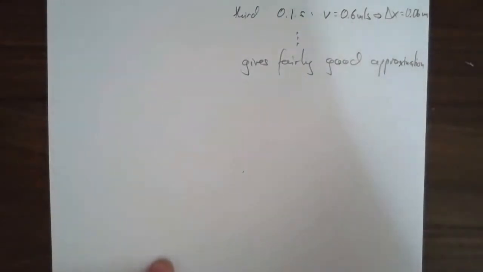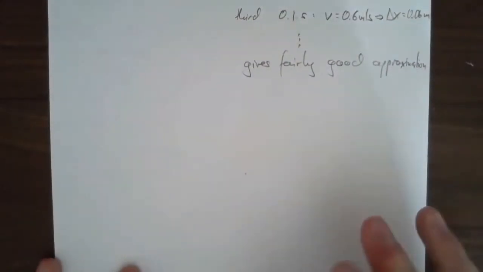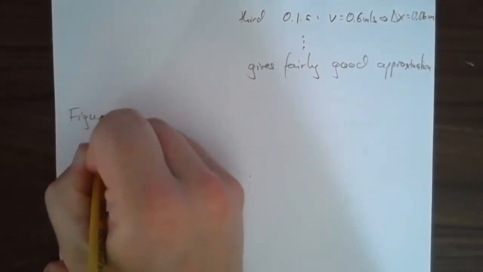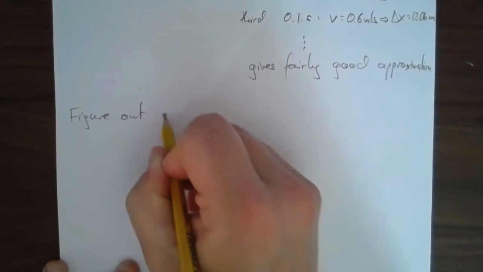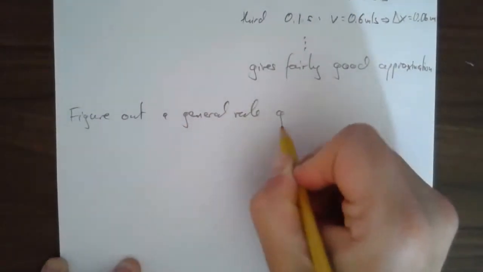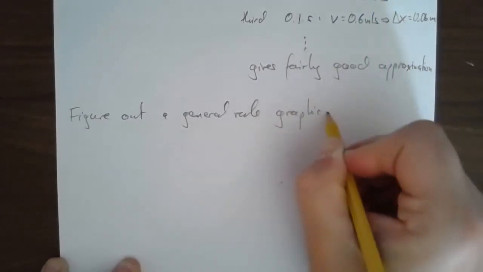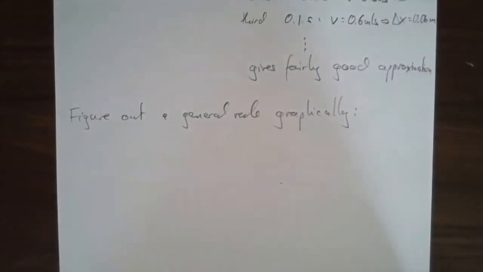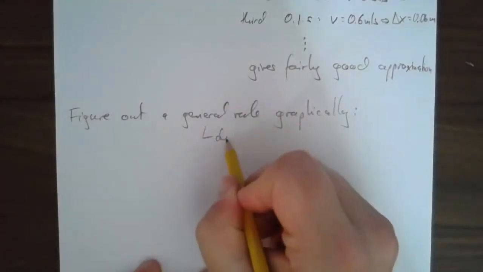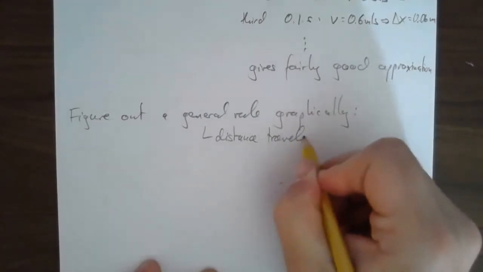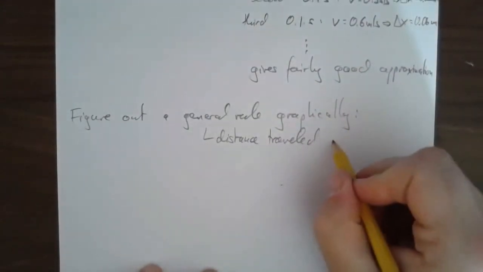So I'm going to figure out a general rule graphically. That's my goal. General rule for what? General rule for distance traveled during accelerated motion. What is the distance traveled here? I don't want to get confused about what our goal is.